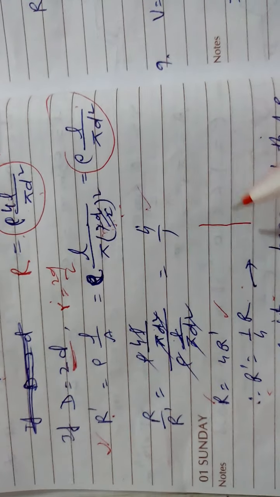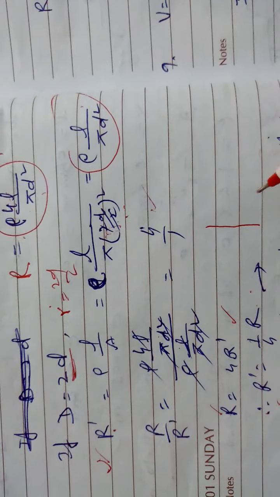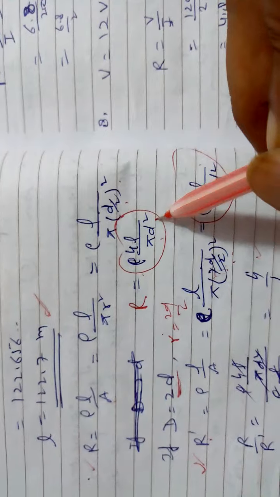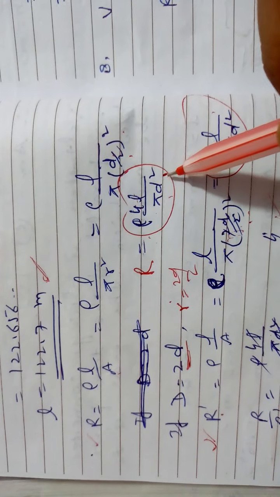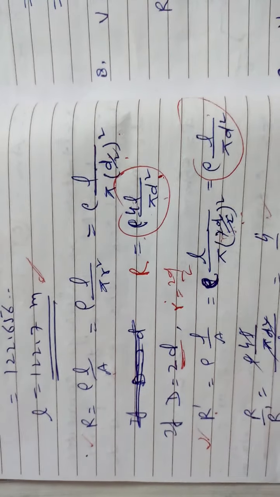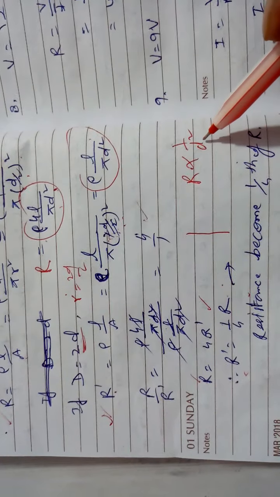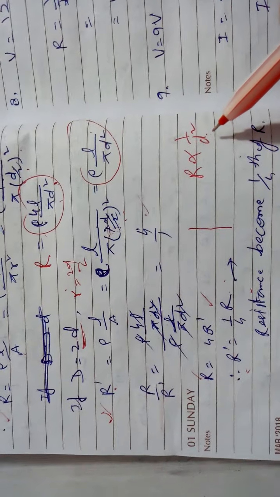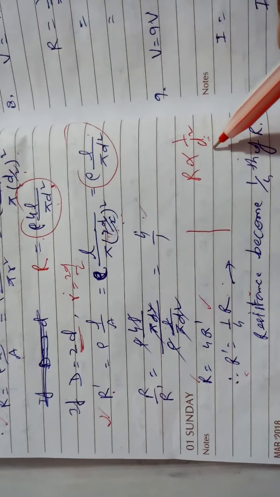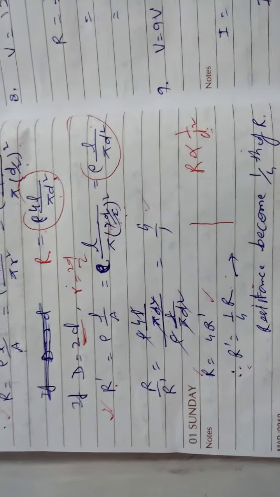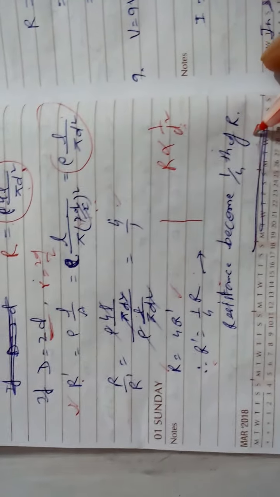And directly also you know that by this formula, R is inversely proportional to the diameter square. Like this, when D is doubled, then it will be 1/4. By this also you can apply. So resistance becomes 1/4 of the original resistance when the diameter is doubled.